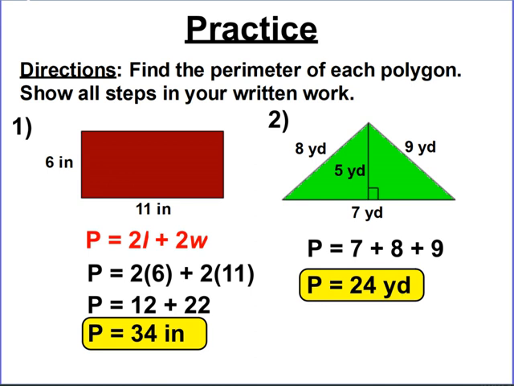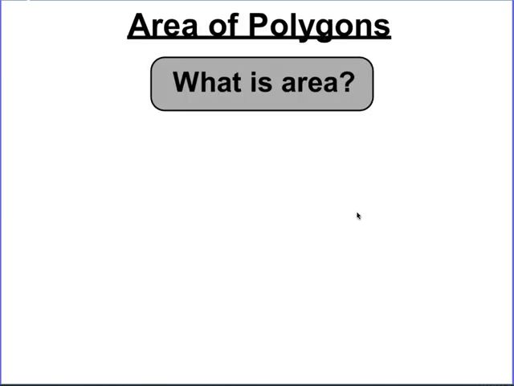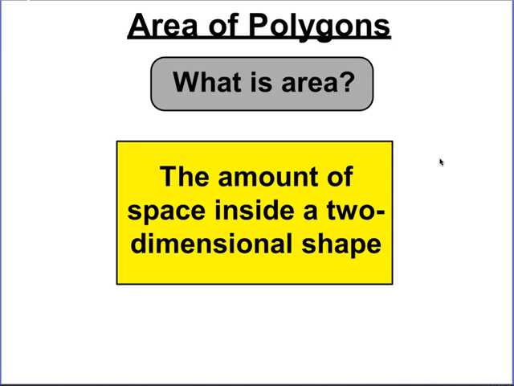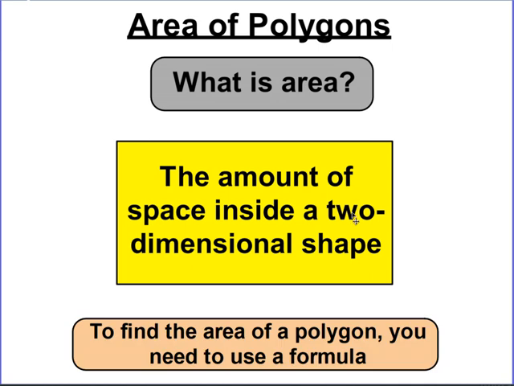All right? So now let's get to area. What is area? Well, perimeter was the distance around a shape. Area is the space inside a two-dimensional shape. So we have a rectangle again. We have a formula on our formula sheet for the area of a rectangle. We're going to be doing triangles also. We have a formula on our formula sheet to help us with the area of a triangle.